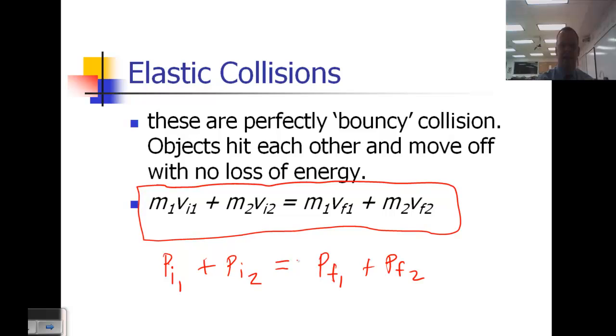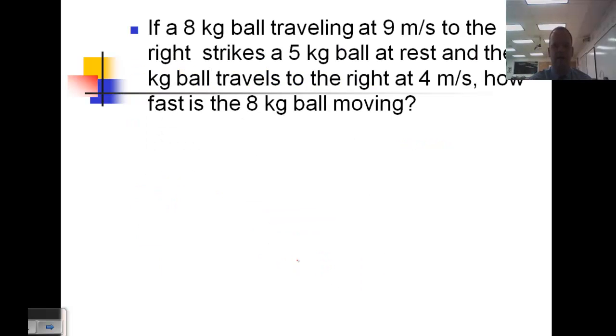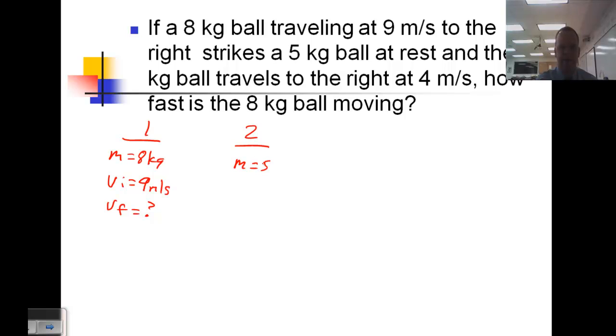So let's look at some examples of elastic collisions. An 8-kilogram ball traveling at 9 meters per second to the right strikes a 5-kilogram ball at rest. The 5-kilogram ball travels to the right at 4 meters per second. How fast is the 8-kilogram ball moving? So let's write out everything that we know here. We have object 1 and object 2. This one has a mass of 8 kilograms, has an initial velocity of 9 meters per second, and we are trying to find its final velocity. Object 2 has a mass of 5 kilograms, has an initial velocity of 0, and a final velocity of 4.